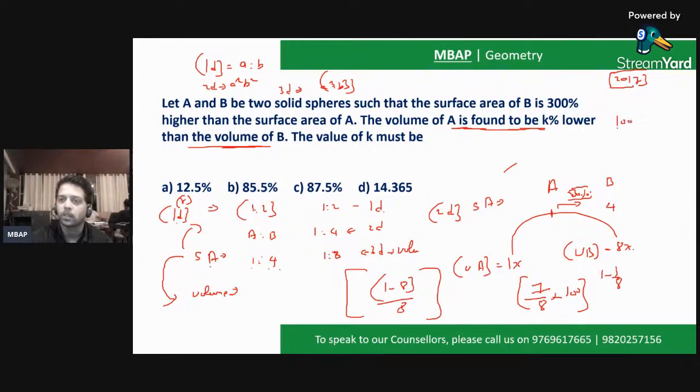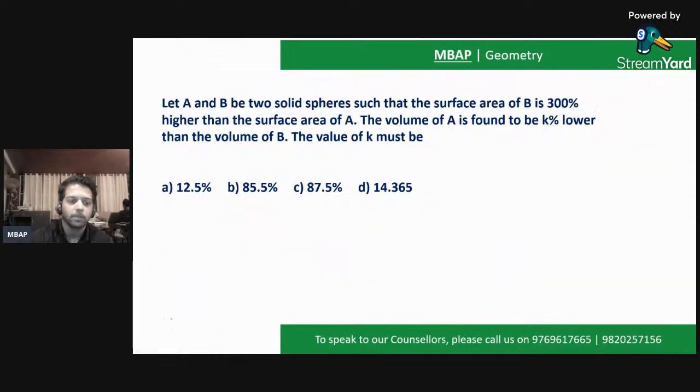1 upon 1 is 100. 1 upon 8 is 12.5. If you subtract both of them, the value will become 87.5 percentage. Possibly for explanation I have taken more time, but this question can be answered in like 10-15 seconds.